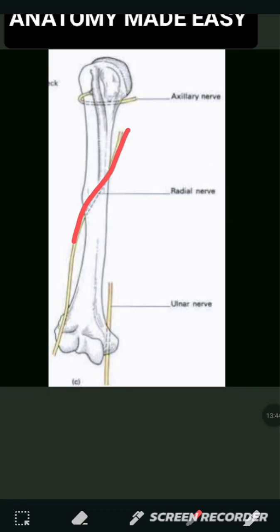The third nerve is on the medial epicondyle. Around or behind the medial epicondyle, this nerve is called the ulnar nerve. If due to bone fracture the ulnar nerve gets injured, then it will cause paralysis of the ulnar nerve, and similarly it will cause partial claw hand. So this was all about the humerus bone.